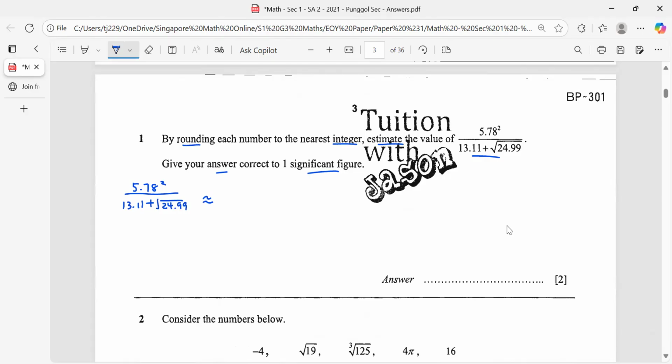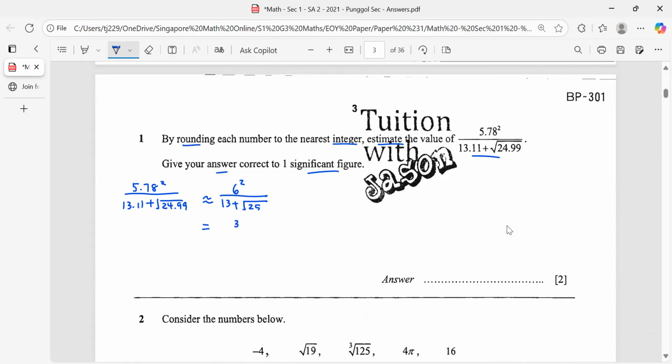An integer refers to a number that is not a fraction or a decimal. So if we round off 5.78, the nearest integer will be 6. So 6 squared in the numerator. 13.11, nearest integer will be 13. And 24.99, the nearest integer will be 25. And that's within the square roots. Now, let's work out the answer.